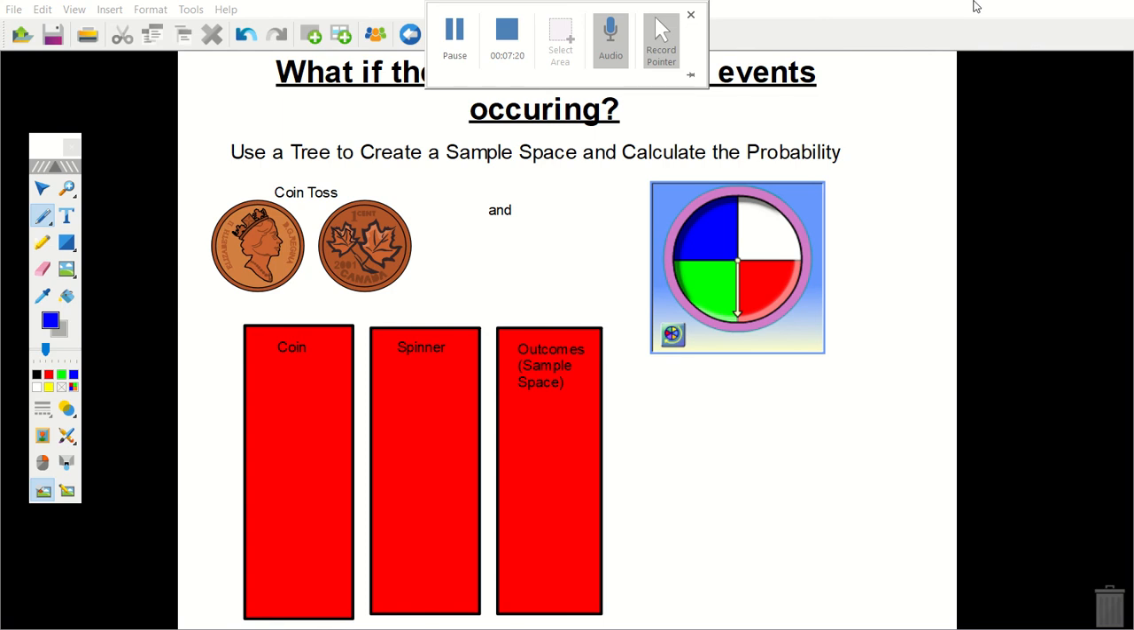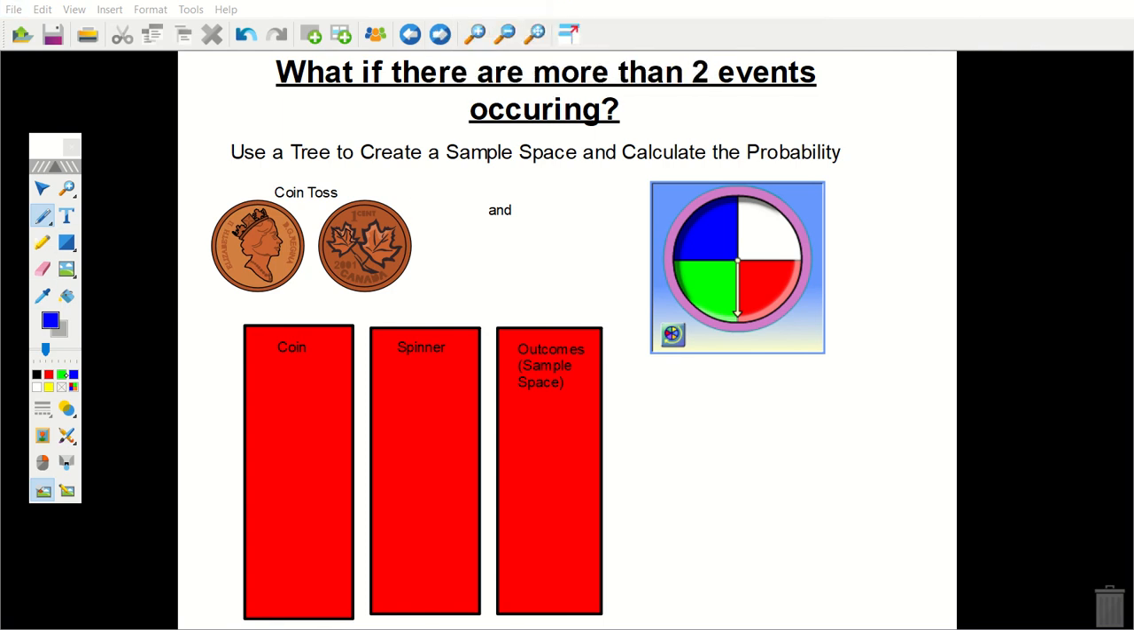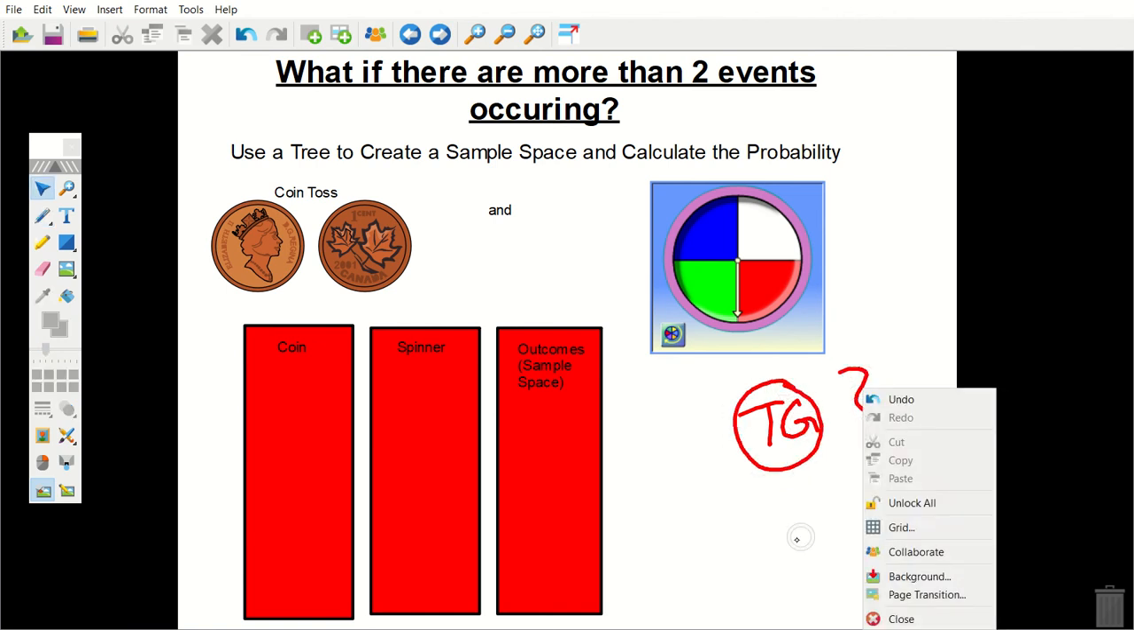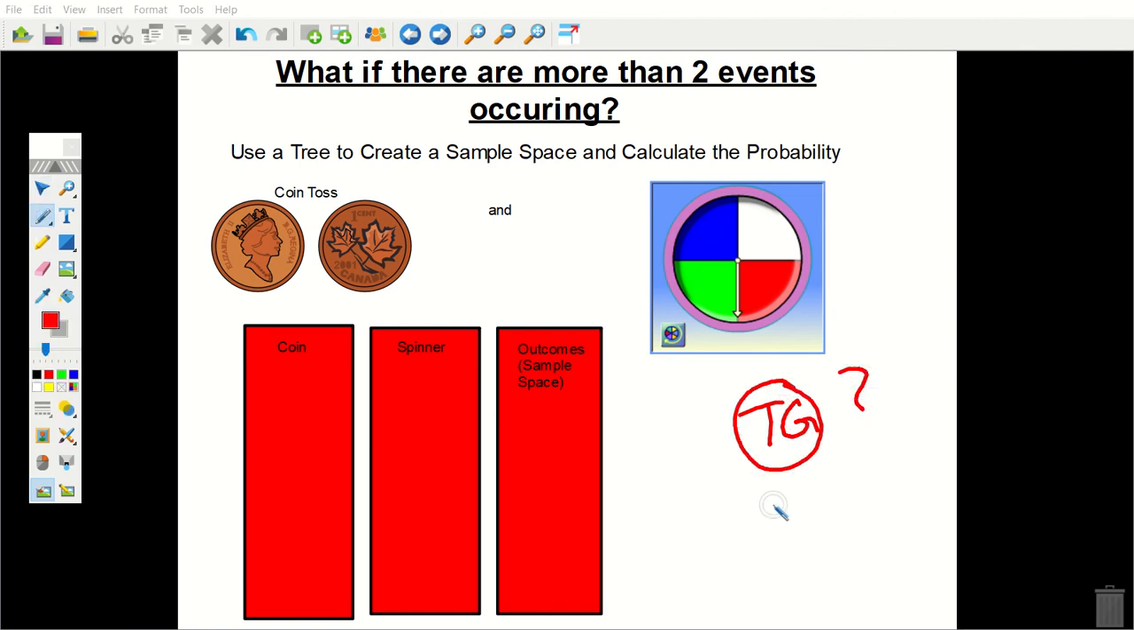Now, in this example here, we have multiple independent events occurring. Those independent events are flipping a coin and spinning a spinner. So I'm going to ask you, let's use a tree diagram to calculate the probability of, let's say, flipping a tails and spinning a green. So what is the probability of flipping tails? What is the probability of going tails green right there?